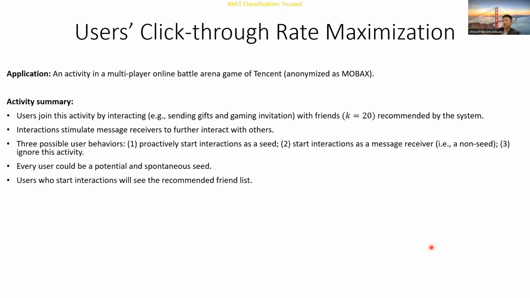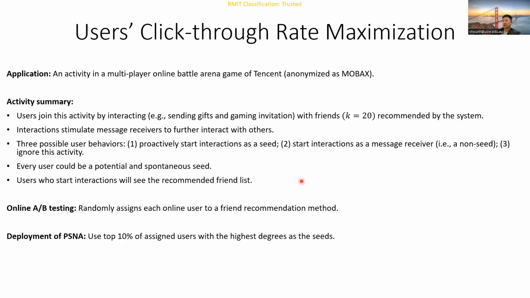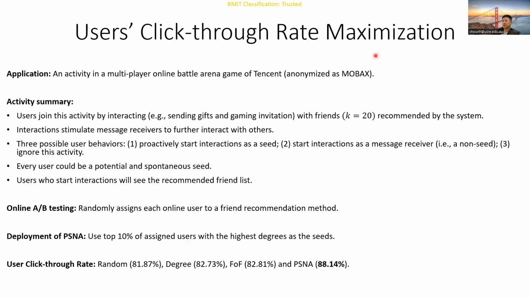The last part is about click-through rate maximization. We consider an online battle arena game of Tencent. In this activity, users join the activity by interacting with friends recommended by the system, and the interaction stimulates the message receiver to further interact with others, and every user could be a potential and spontaneous seed. We use online A/B testing, and we use the top 10% of assigned users with the highest degree as the seeds. And the results show that our method is able to outperform all of the rest of the baselines.